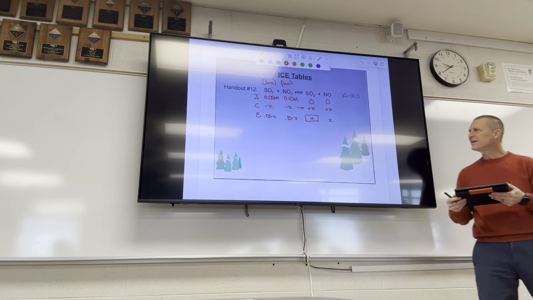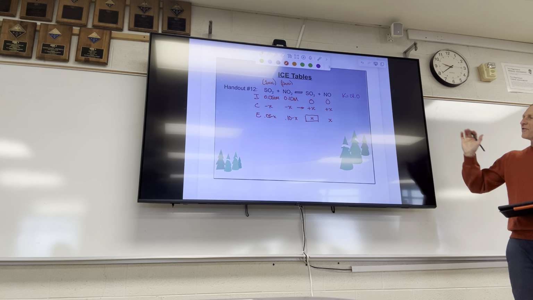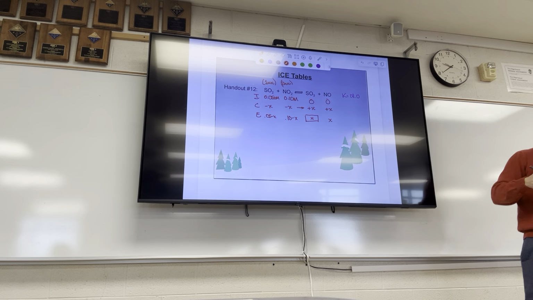All right, solve for x, that's going to be our answer. That's the concentration of SO3. So pretty easy. We're just going to call this K equals 18.0, and that's equal to x squared over 0.05 minus x times 0.1 minus x.